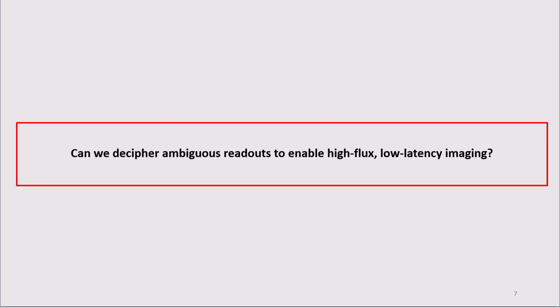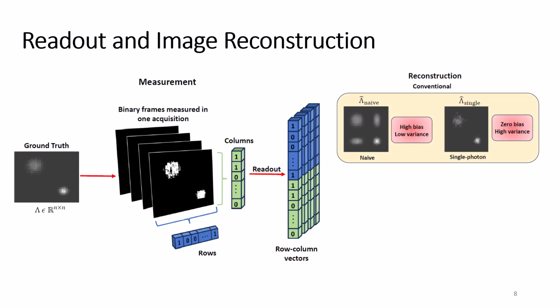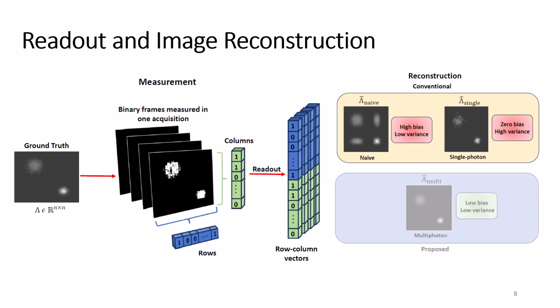The central question we address in this work is, can ambiguous readouts be processed such that imaging at high incident fluxes and with few measured frames can be realized? We consider an n by n SNSPD array acquiring multiple binary frames per measurement of the ground truth. Each frame results in a row readout vector and a column readout vector, which are used for reconstruction. Traditional methods either discard ambiguous data entirely, resulting in high variance, or introduce a high positive bias due to misattribution of photon counts to pixels. Our objective is to develop a method that uses most of the measured data to produce a low bias, low variance reconstruction. We now develop the proposed multiphoton estimator mathematically.